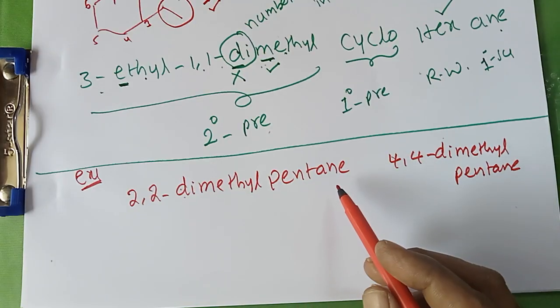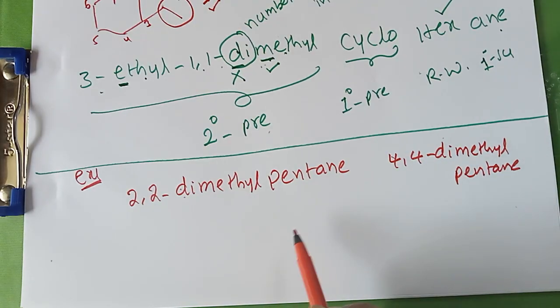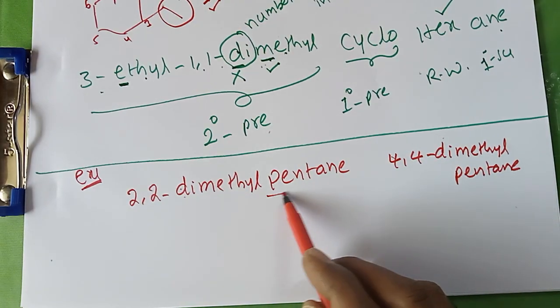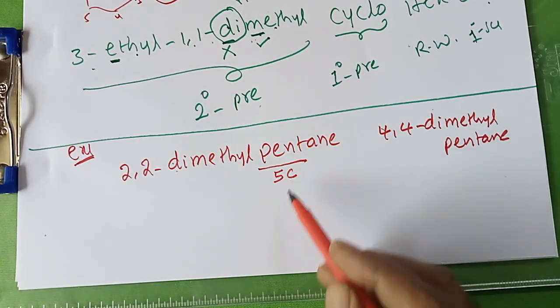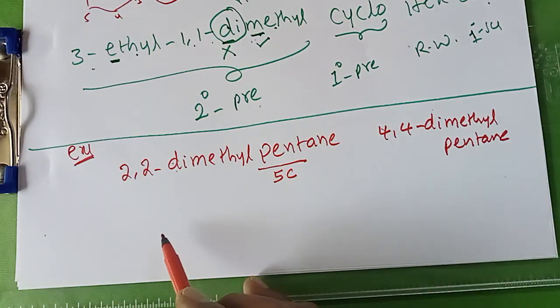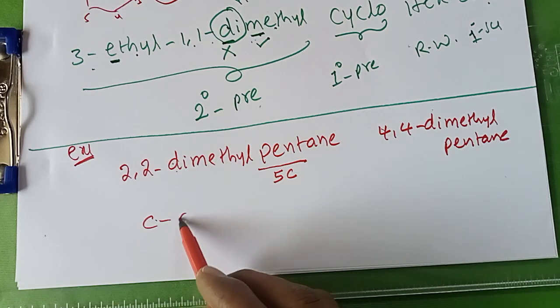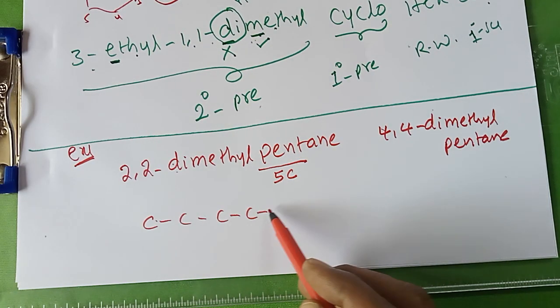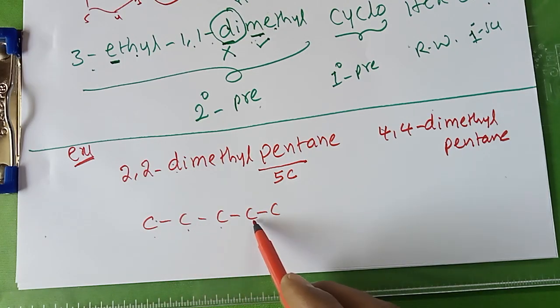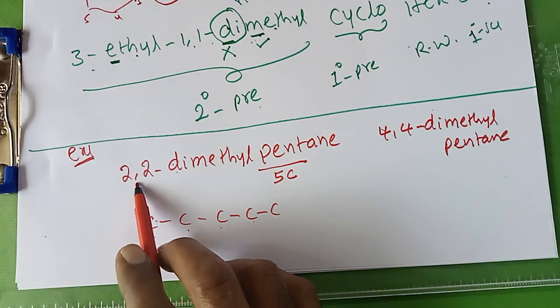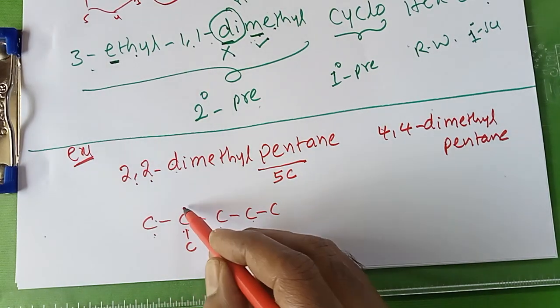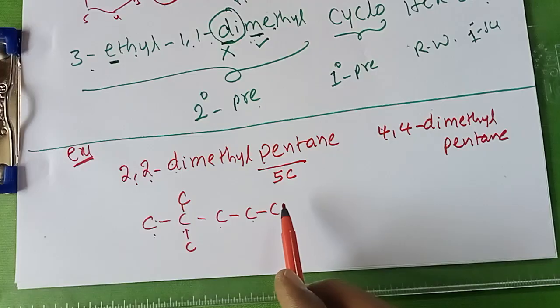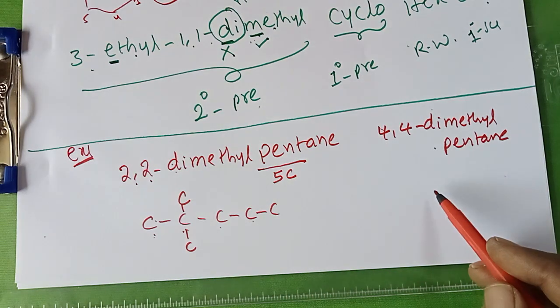For only the structure, which is correct and which is incorrect? Here, pent means first you write in the structure 5 carbons. First you identify the root word, write down 5 carbons, 1, 2, 3, 4, 5. And 2, 2 dimethyl means 1 methyl here, 1 methyl here. Leave it. Come to the other name.